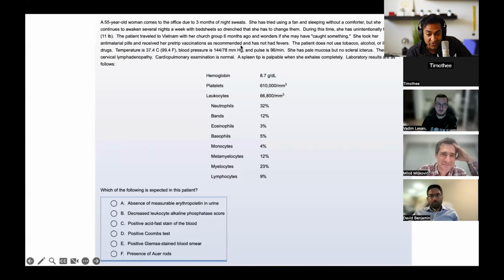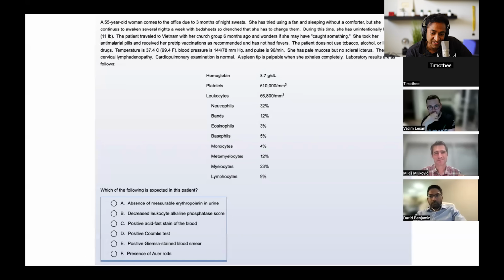She probably got her COVID booster too. And has not had any fevers. The patient does not use tobacco, alcohol, or illicit drugs. 99.4, blood pressure 144/78, pulse 96, pale mucosa, no scleral icterus. I'm also suspicious that anyone actually is looking at that properly. There's no cervical lymphadenopathy. Cardiopulmonary exam is normal. Spleen tip is palpable when she exhales completely. Impossible that anyone is actually doing that correctly.